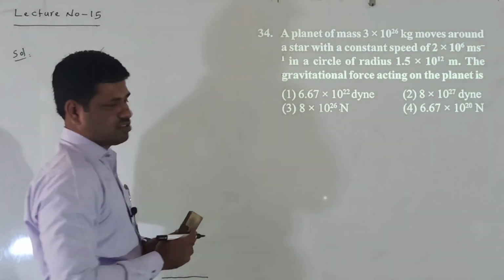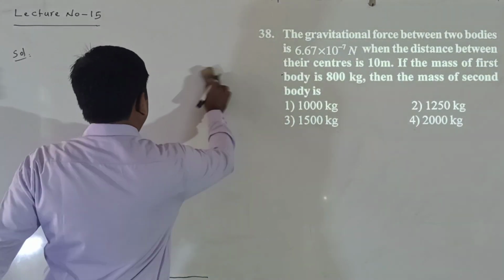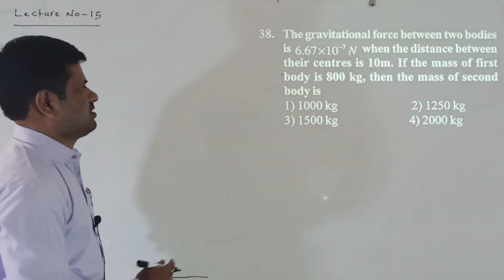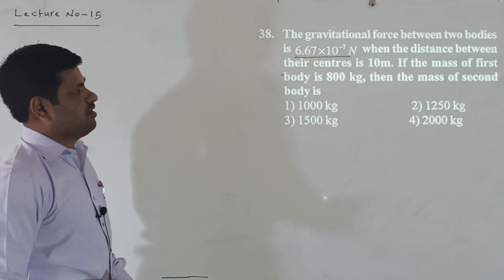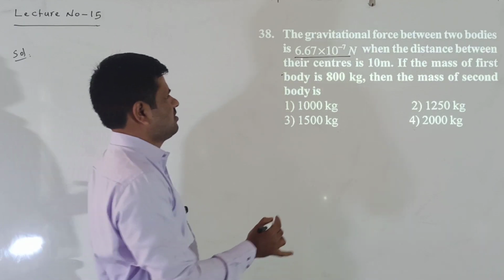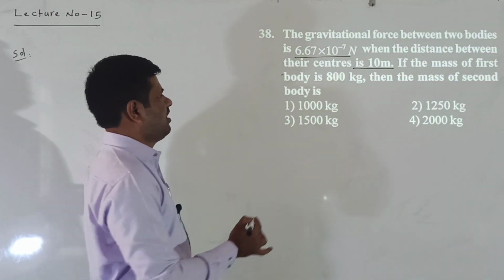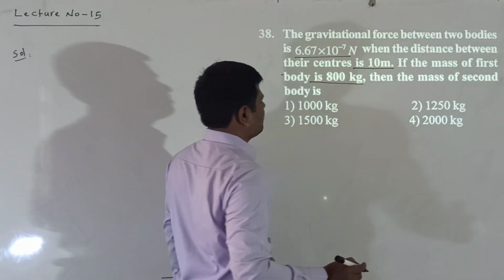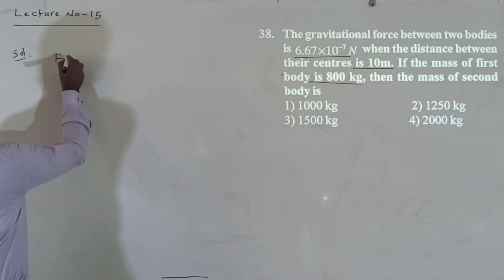Next question. The gravitational force between two bodies is given when the distance between their centers is 10 meter. The distance is given, the mass of the first body is given, and the mass of the second body is asked. The gravitational force F is given.